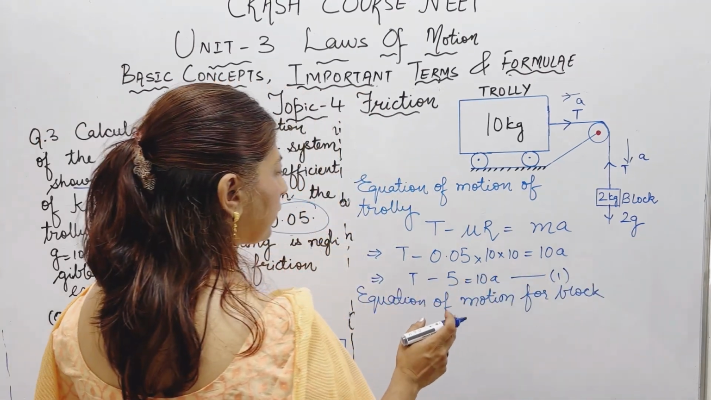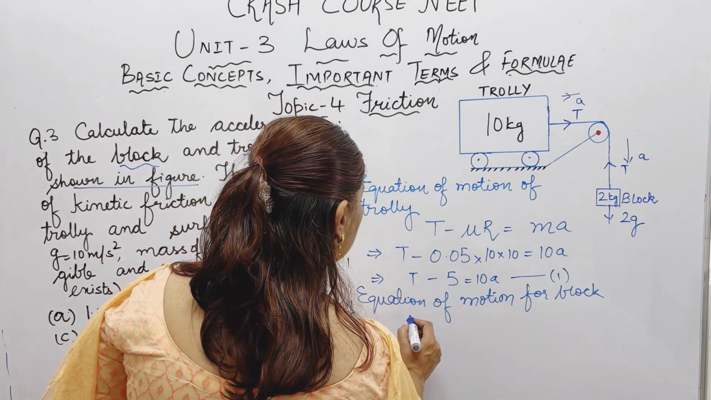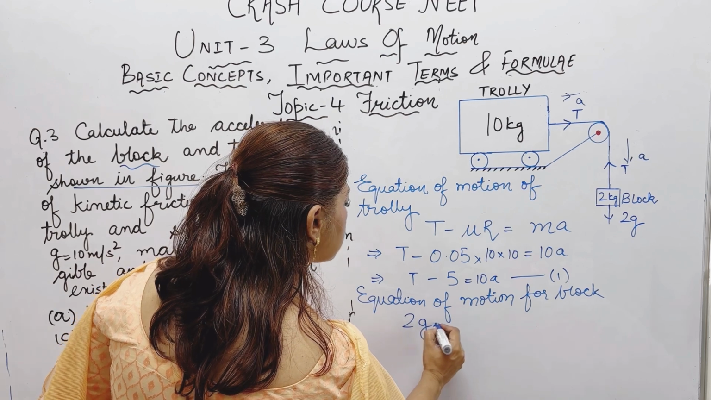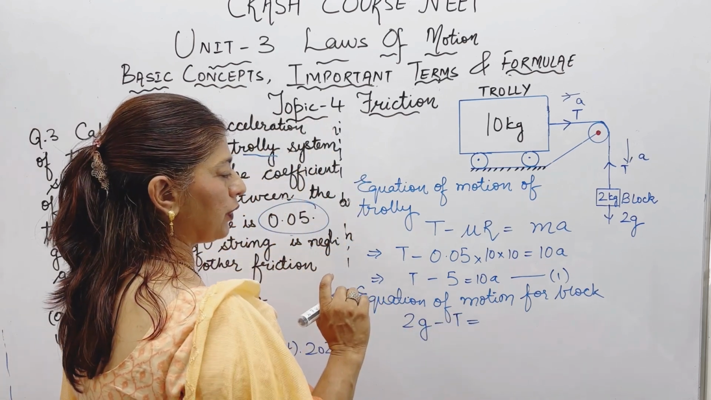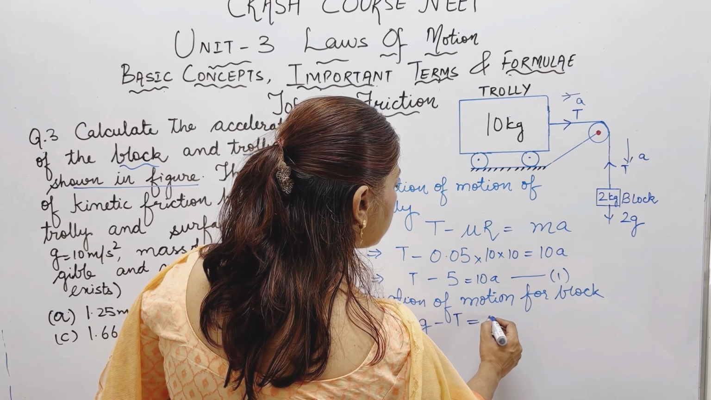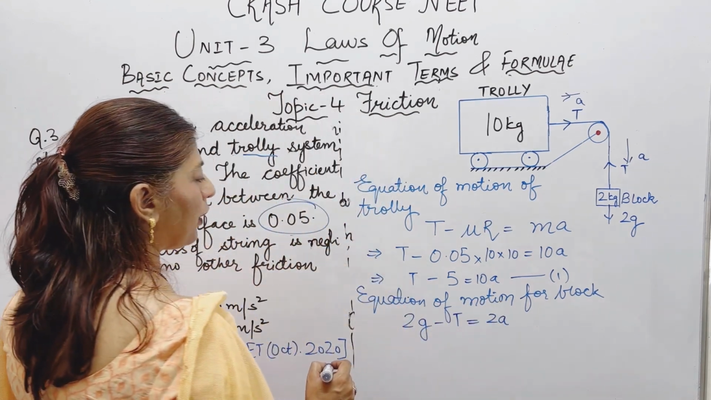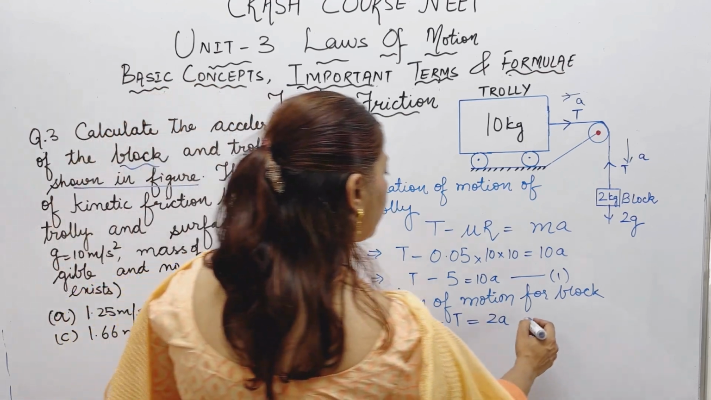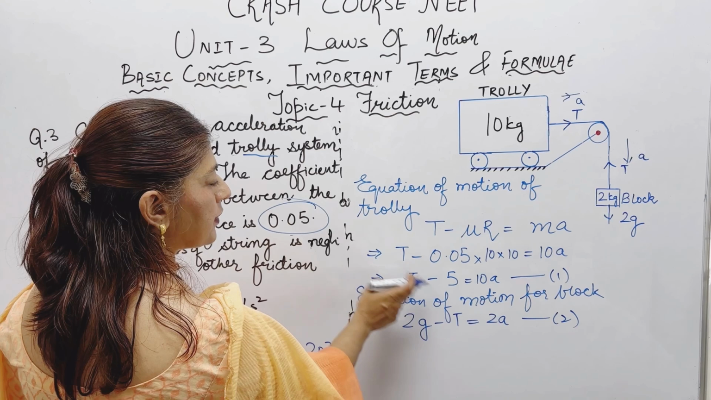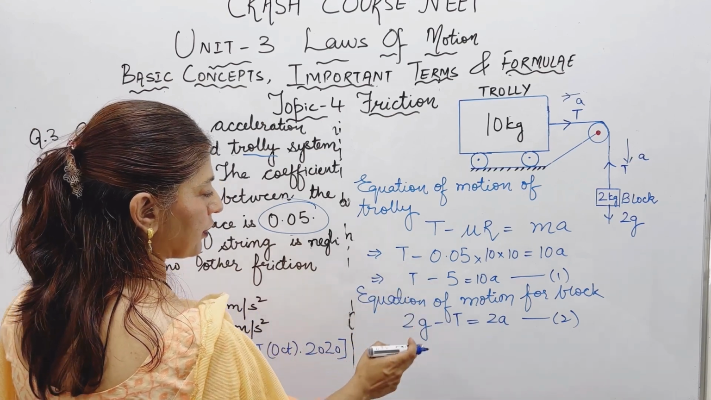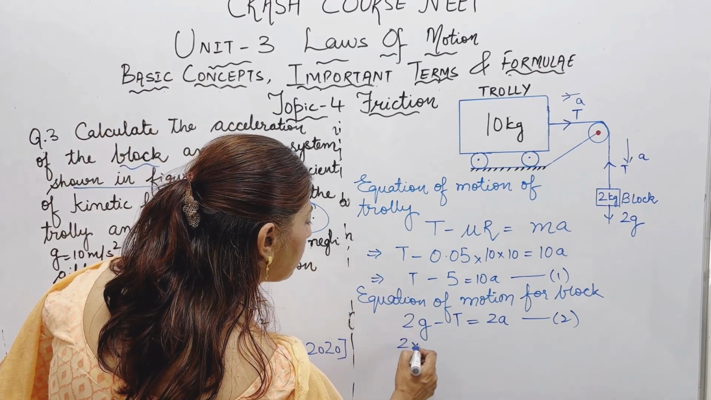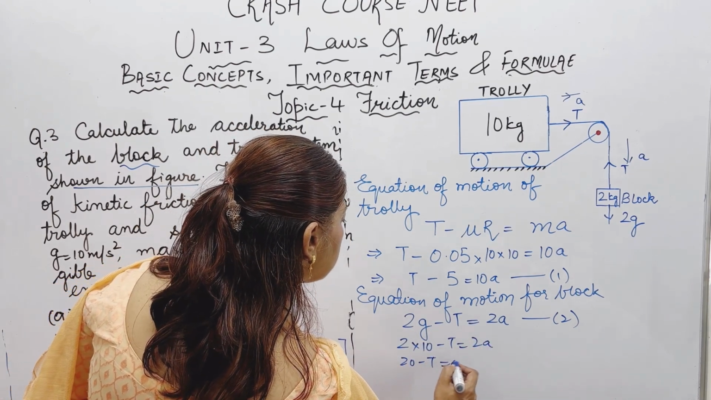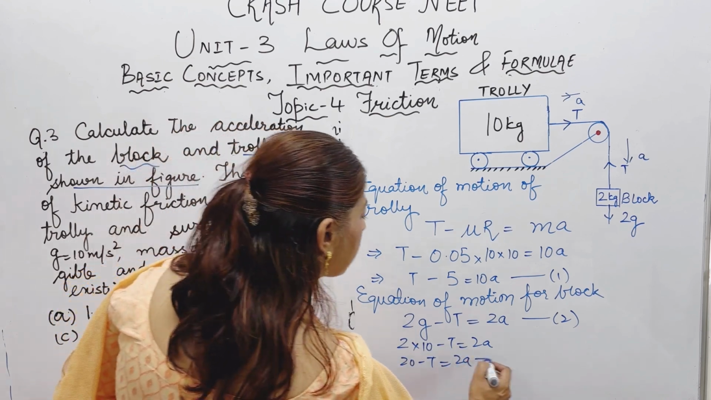Now equation of motion for the block is given by, here the movement is in downward direction, so downward weight minus tension in the string is equal to the net force, that is mass into acceleration, that is 2a. Now if we are going to add equation number 1 with equation number 2, we can eliminate this tension and from there we can get the acceleration. So in equation 2, again we will put the value of g, that is 10. So 20 minus T is equal to 2a. Mark it as equation number 3.